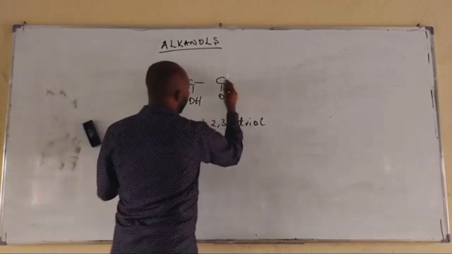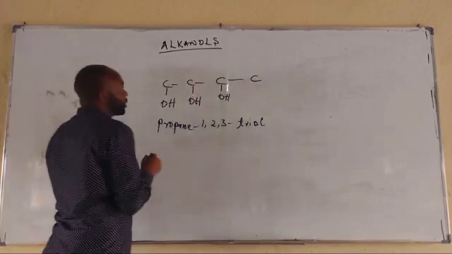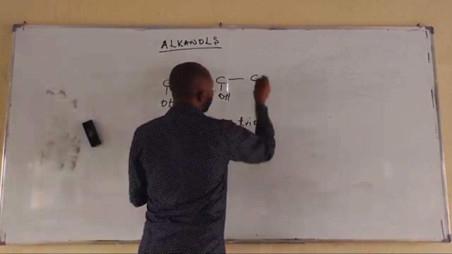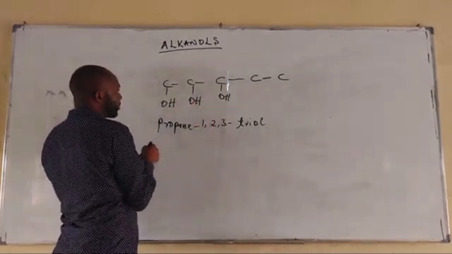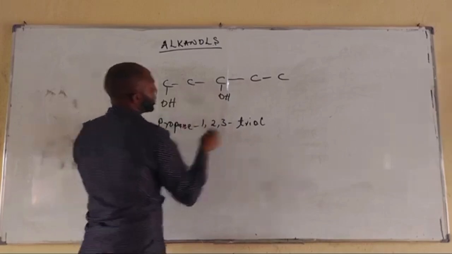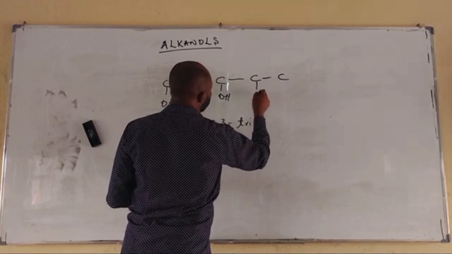And if I want to get another example, I can put my C here. This is butane 1, 2, 3 triol. If I put another one, pentane 1, 2, 3 triol, I can change the positions of the OH. So it can be here. Okay, let's take it here, OH.